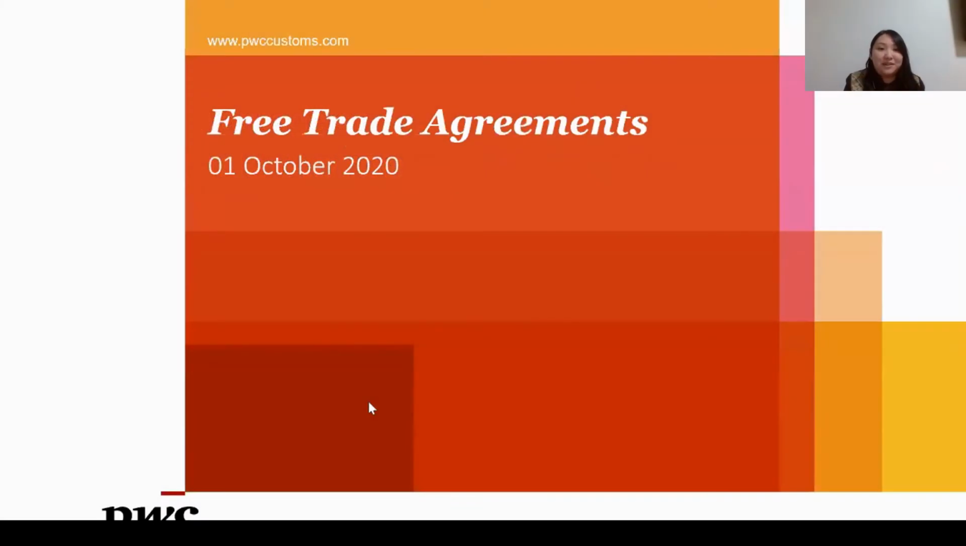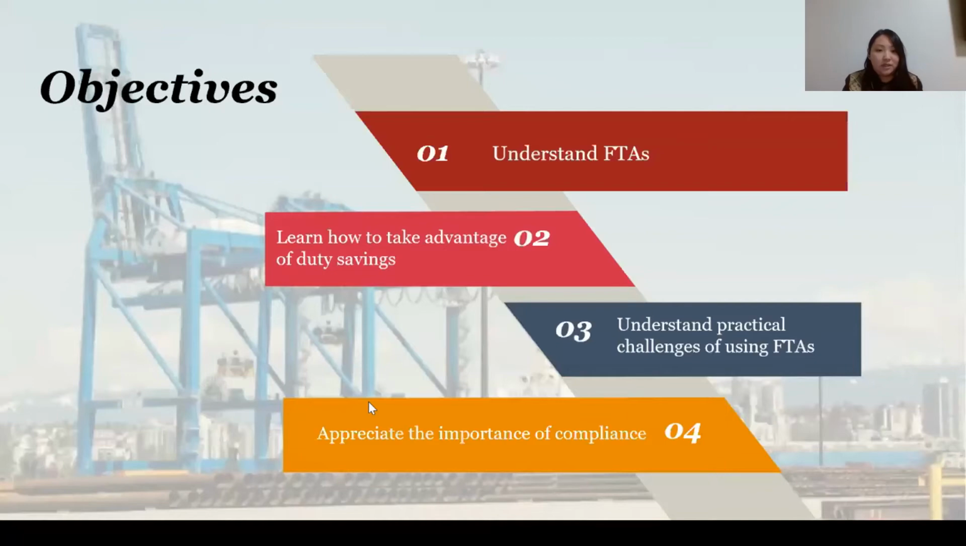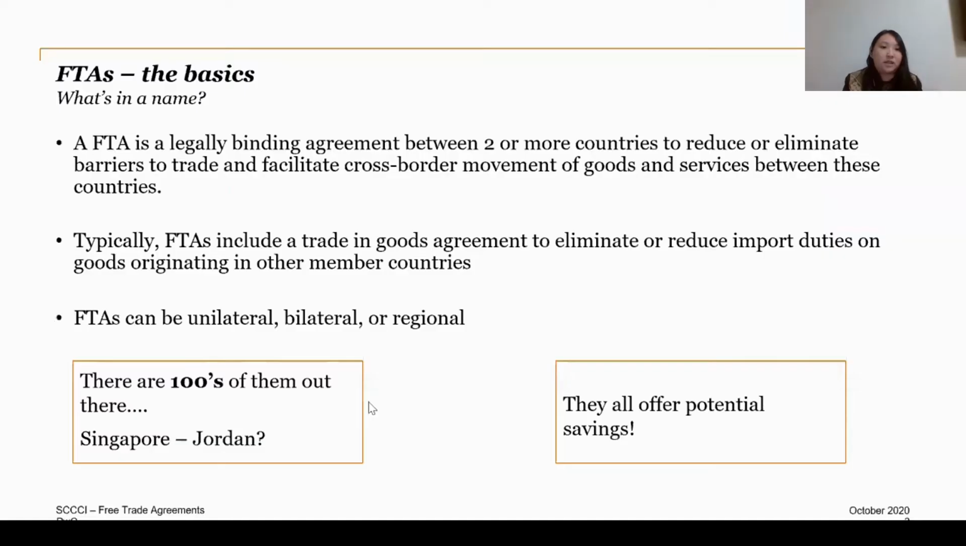So good afternoon, everyone. Today I'm here to talk about FTAs, free trade agreements. If you're looking to export goods overseas, you might want to start thinking about whether you could benefit under them. So, without further ado, let's just dive into the basics.